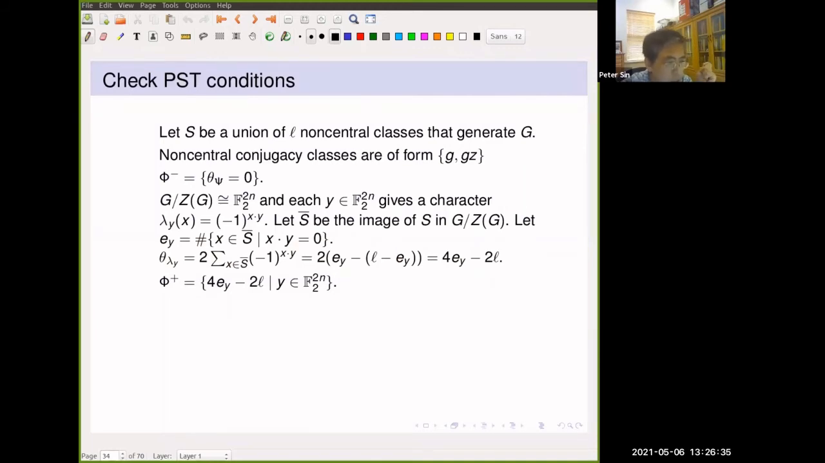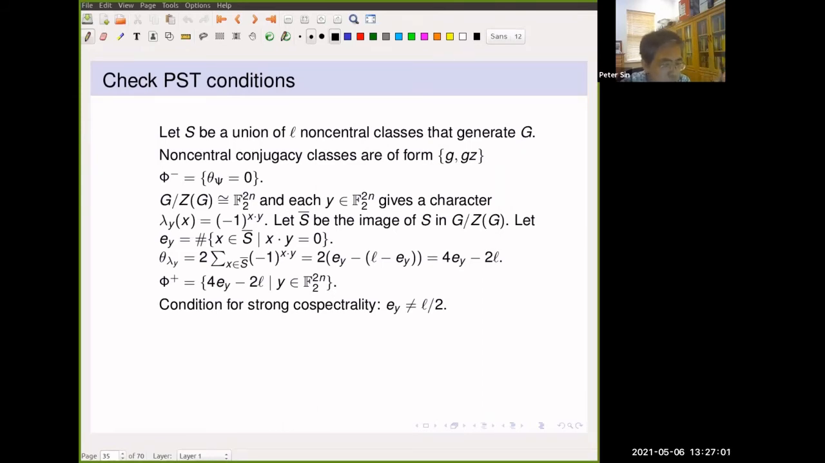Now the condition for cospectrality between an element H and the element ZH, two elements connected by Z, is just that phi plus and phi minus are disjoint. So we would just want E sub Y not equal to L over 2.